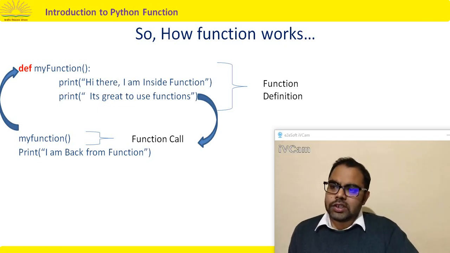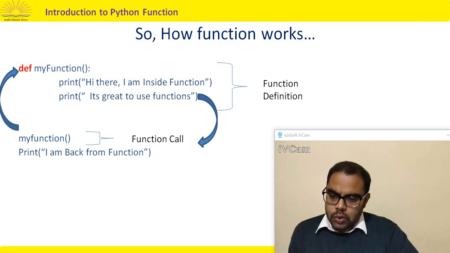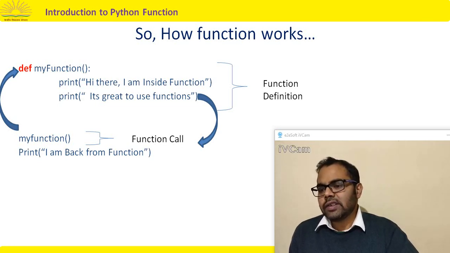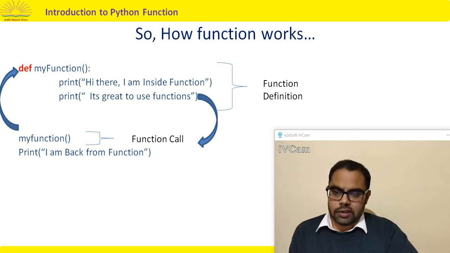The first statement, function, will not be executed initially. The first statement to be executed here is the function call statement, my function. So from here we will go to the function, we will execute these two lines, these two statements. After that we will return back to our original place, and then we have another print statement that says I am back from the function. So what will be the output?